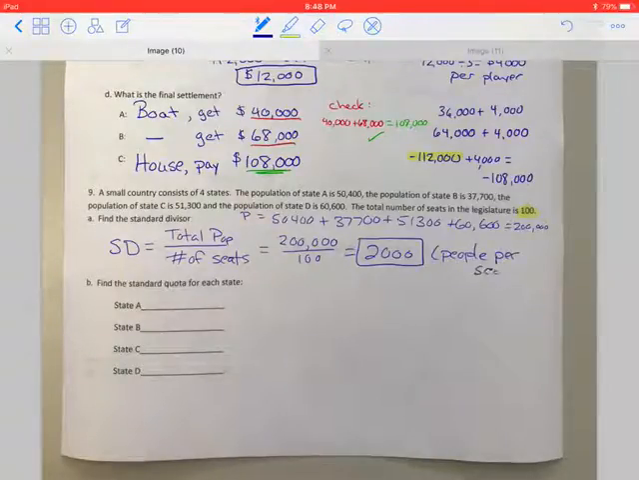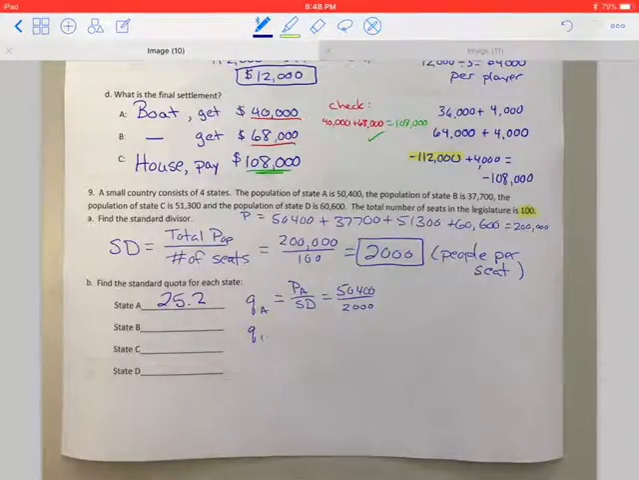So now we need to go back and find the quota. Remember, to get the quota, we take the population for that state and divide it by the standard divisor. So we're going to take 50,400 and divide it by 2,000. I don't think we have to do any rounding on this first one. I think it does come out exact. Let me check that real quick. And it comes out to 25.2.